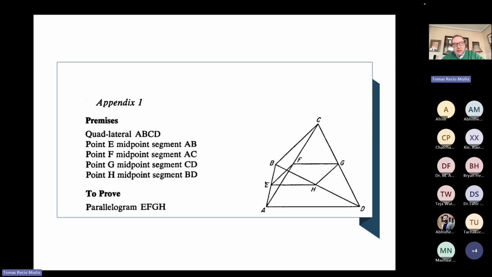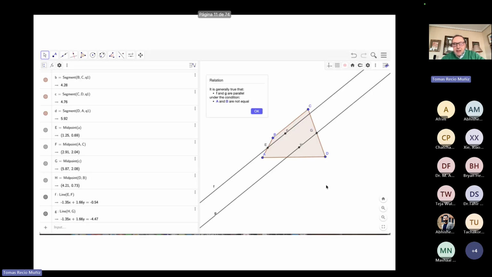So you have this statement which doesn't look easy to prove, that this is a parallelogram. This is what we do right now with GeoGebra Discovery. In GeoGebra Discovery, we make this construction, this quadrilateral ABCD, and then we make the construction here. I am not going to detail it. And then I ask the machine, please tell me what is the relation between these two lines? And the answer is the two lines are parallel.